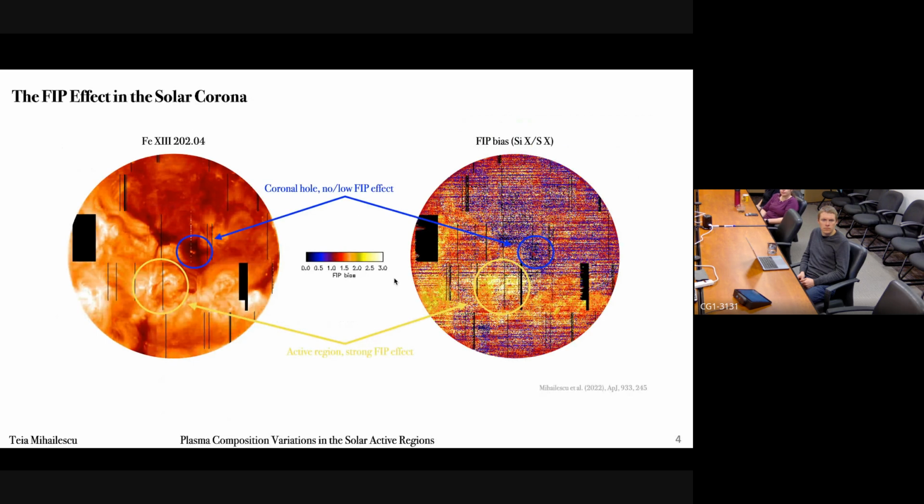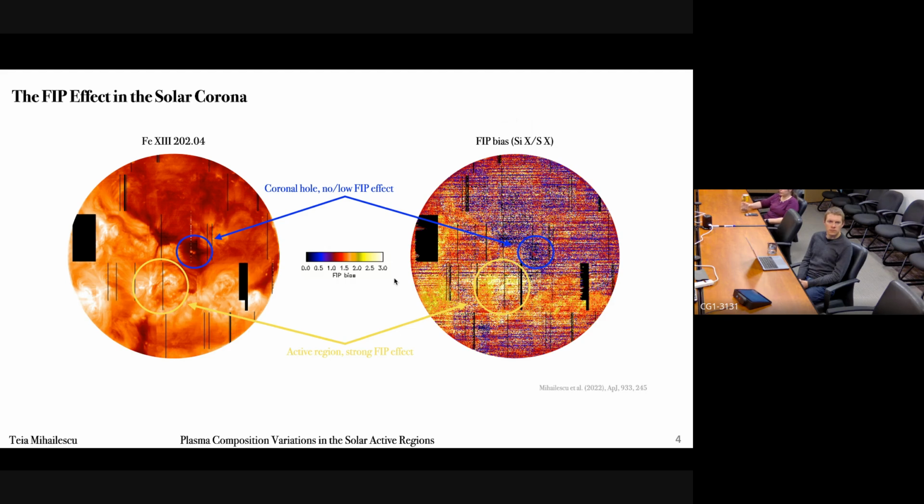So in the solar corona, this is what a FIP bias map looks like. On the left-hand side, that's iron 13 202 from Hinode EIS, so that you can see the different features in the sun's atmosphere at the time. And then the right-hand side shows the FIP bias. I've highlighted two examples there. One is a coronal hole, which has very clear no to low FIP effect, and then an active region that shows very, very strong FIP effect.